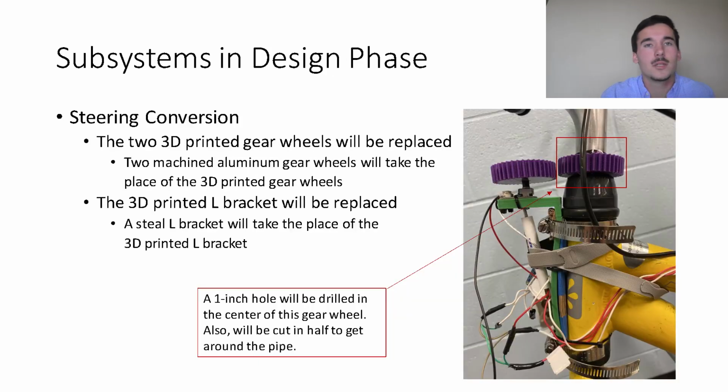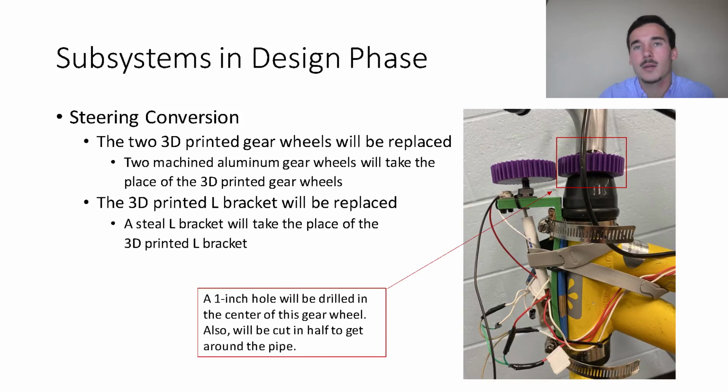So onto our next subsystem, the steering conversion. We are converting the 3D printed gears and L bracket to be metal. For the gears, we're planning on using, hopefully, the leftover aluminum we have. We will cut the gears out of it, which is 1/2 inch thick. The reason we picked aluminum is because it is lighter than steel and iron. And then hopefully we can buy an L bracket from Lowe's, which could most likely be steel, and this would have enough support that we could get rid of the screwdriver that's in the picture, and we'd have one L bracket, which would clean it up.